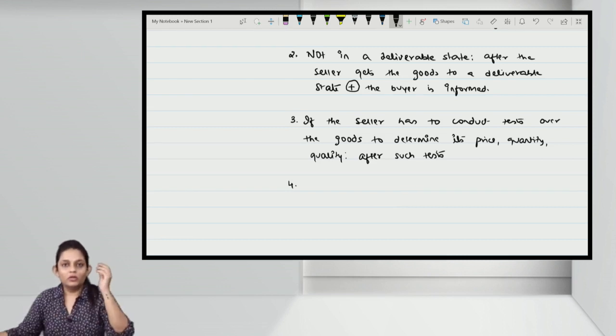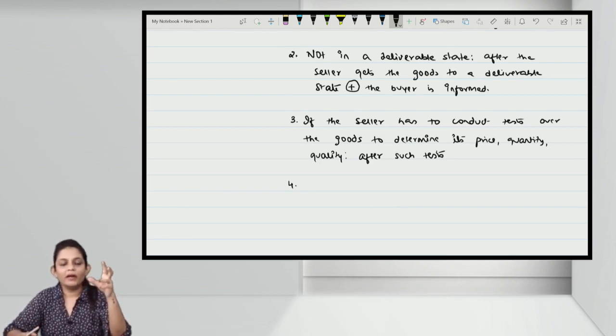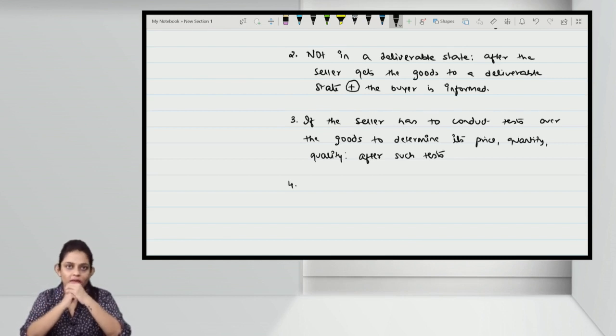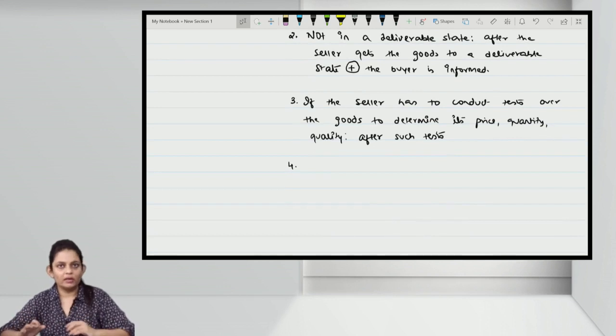So, I repeat the case again. The seller says to the buyer, I have 20 quintals of hay which I want to sell you. The buyer agrees to purchase. When he comes to take the delivery, he says, I want to get the hay weighed. When will the ownership be transferred? You would say after it is being weighed.